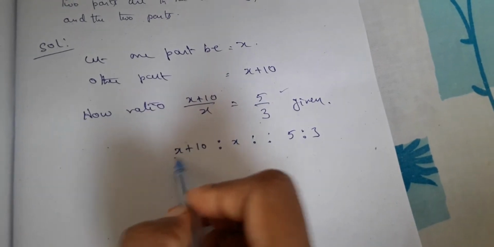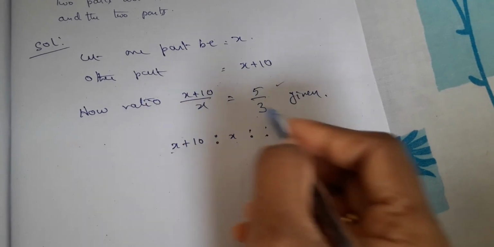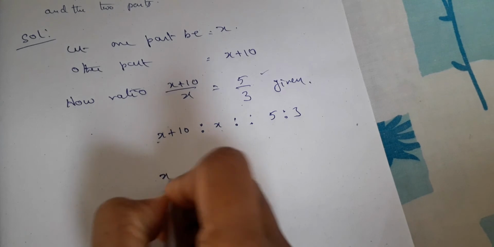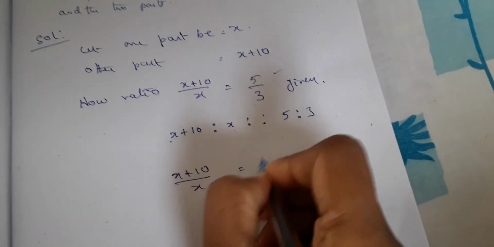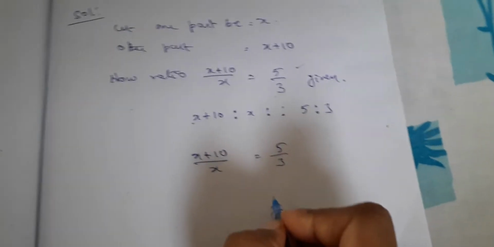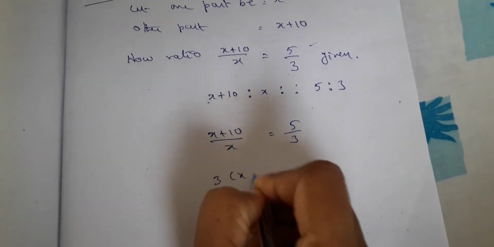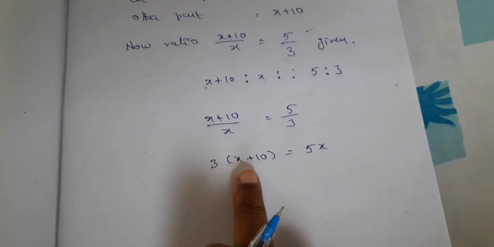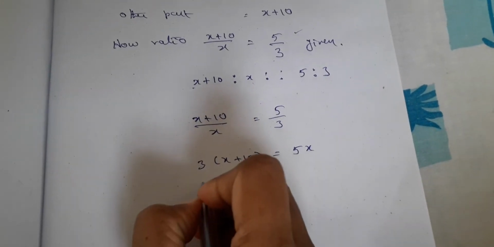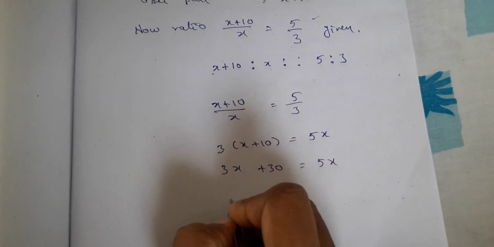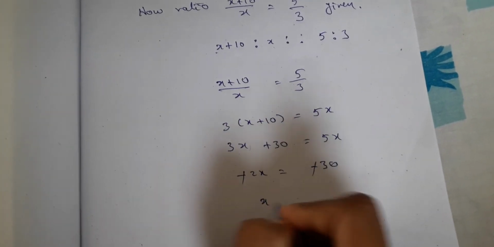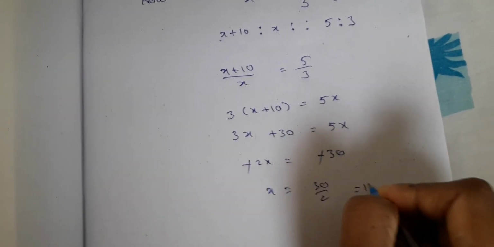So after writing this, again you are going to do the same thing. Product of this and product of this are equal. So I am taking from here now. So x plus 10 by x is equal to 5 by 3. Let me continue from here. So now cross multiplication: 3 times (x plus 10) is equal to 5 times x. Some of you have not put these brackets and that is absolutely wrong. So 3x plus 30 is equal to 5x. Transposing, 5x minus 3x, that is 2x, is equal to 30, so x is equal to 30 by 2, which is equal to 15.